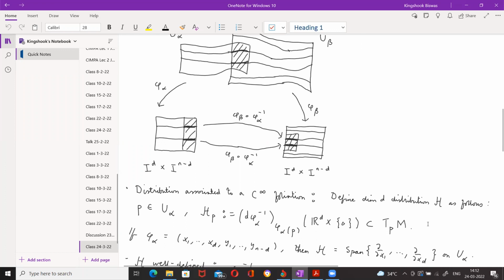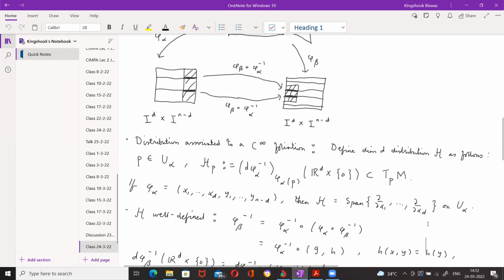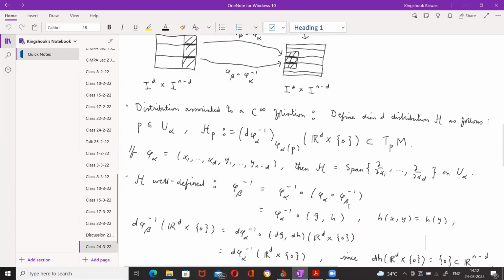So note that it satisfies the local triviality property, because if phi alpha is given by coordinate functions x1 to xd, y1 to y_{n-d}, then this distribution H is nothing but the span of del del x1 up to del del xd on U alpha. Is that clear? So locally it's spanned by d vector fields. Is it clear up to here?